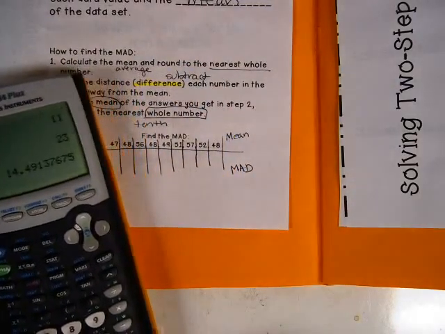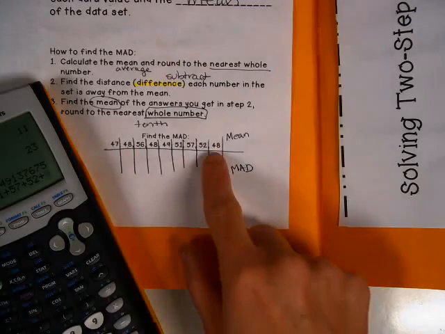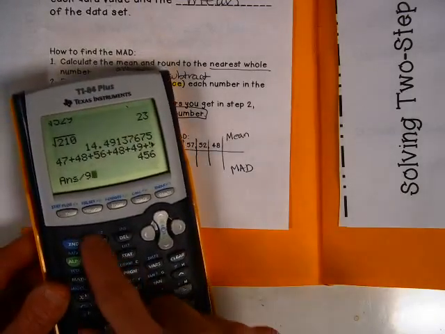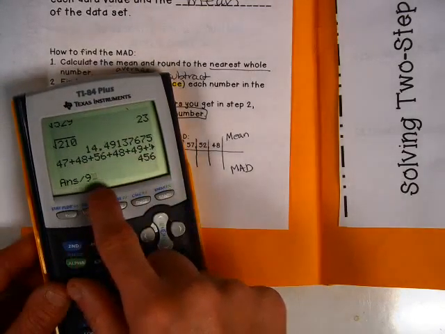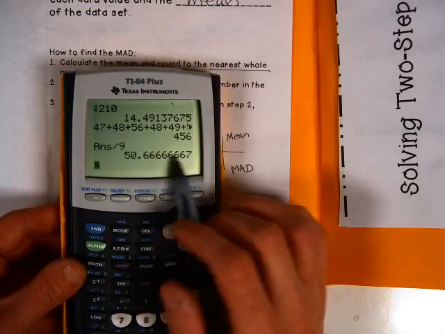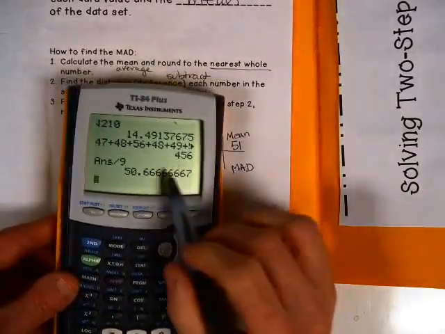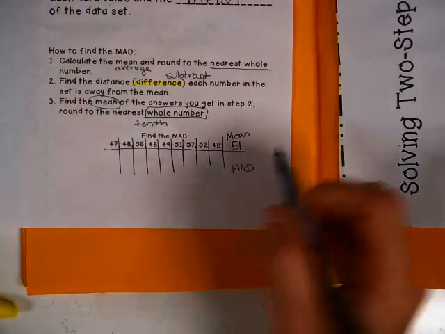So in your calculator, you just add all those numbers. Turn your calculator on and you go 47 plus 48 plus 56 plus 48 plus 49 plus 51 plus 57 plus 52 plus 48. Then you're going to divide by how many there are. So when you added them all up, you get that number, and then you divide by 9. And you get 50.6, repeating. Alright, if you round to the nearest whole number, that is 51. So we're just going to round that to 51 because that 6 tells it to get bigger. So now, this is the number.